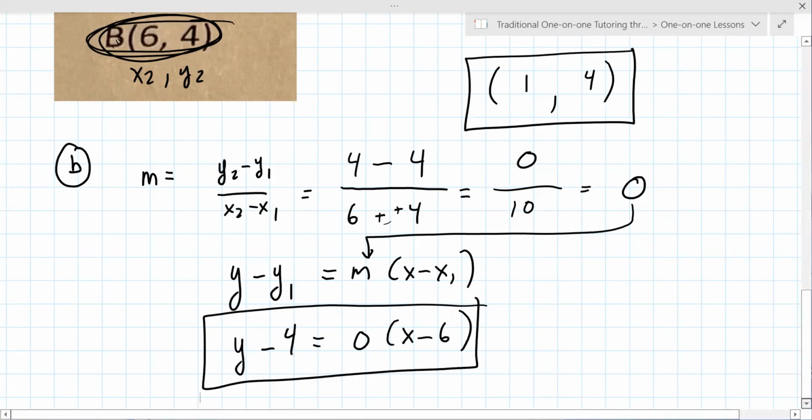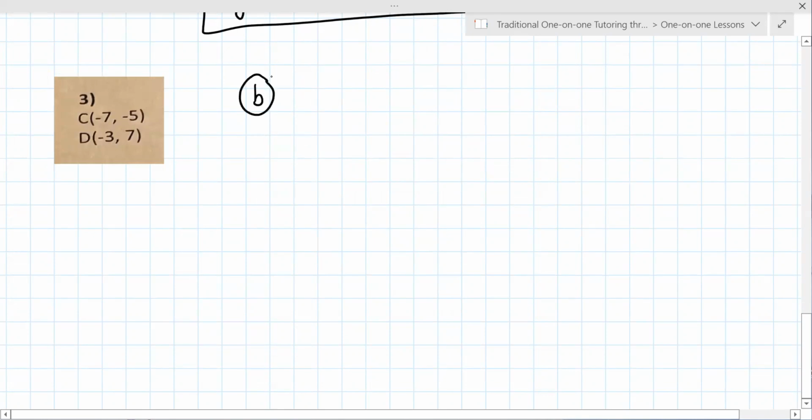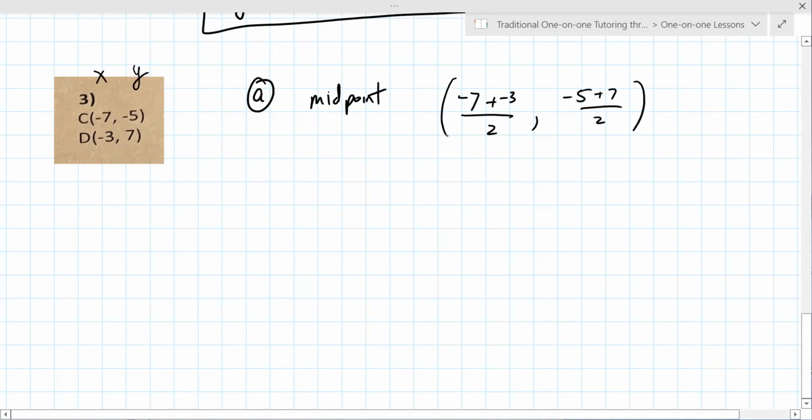All right, so let's move to the next question here, number 3. What is the first thing that we're supposed to do for this question? First, you need to find a midpoint. Midpoint, okay. So the midpoint formula says to add the x values, -7 plus -3 divided by 2, and then to add the y values. So these are the x's and these are the y's, -5 plus 7 divided by 2. So I'd like you to do that calculation for us, please.